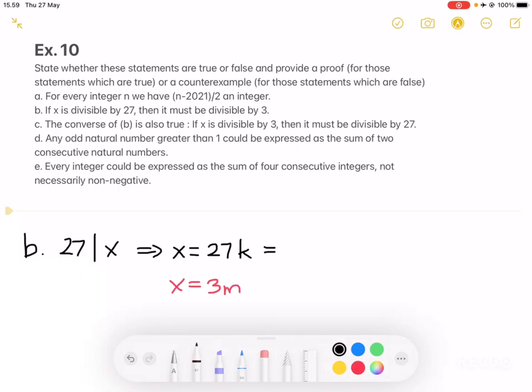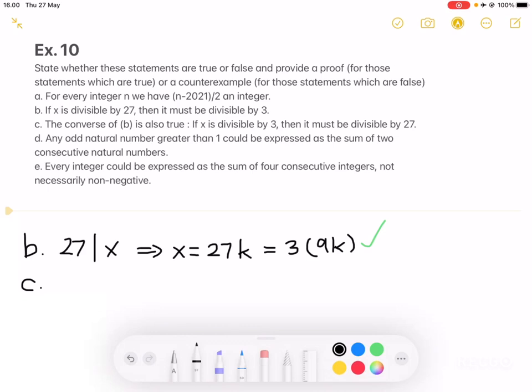Now it's pretty simple, because we can just factor a 3 out of this expression, and we have 9k inside. We know that this inside is an integer, and therefore x is divisible by 3. Hence the statement is proven to be true. Even if you try to find a counterexample, you cannot prove that this statement is false.